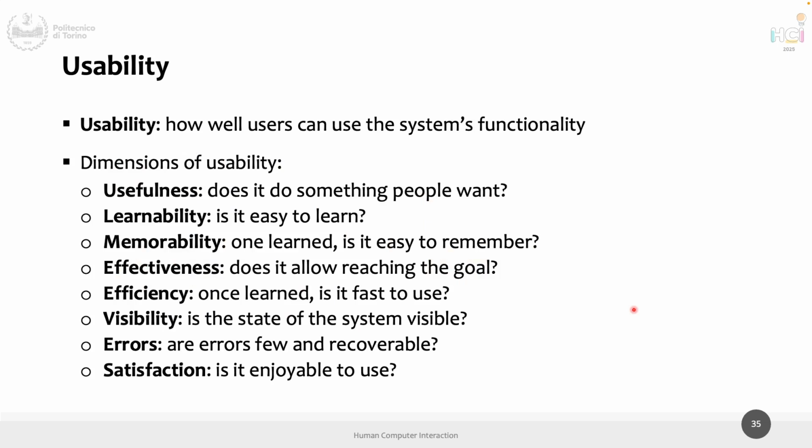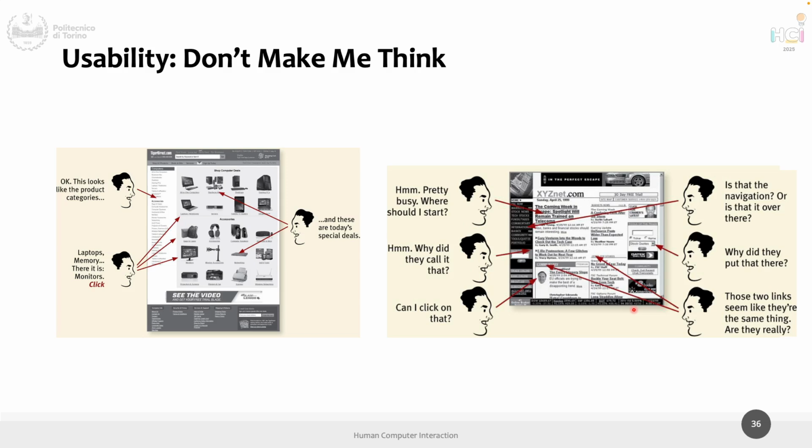Usability, which we just said is how well the user can use the system, is actually an ISO norm and is defined in various dimensions. Usefulness, we already met it. Learnability, memorability, efficiency, effectiveness, visibility, error, satisfaction. And all these concepts we will meet again when we talk about principles and guidelines to design and evaluate systems, like the heuristic evaluation I mentioned before, because all of these are part of usability.